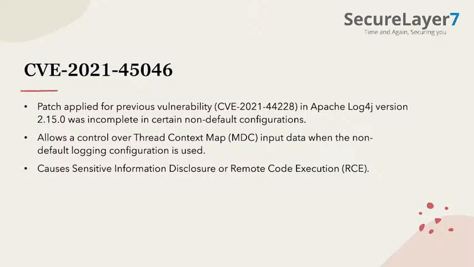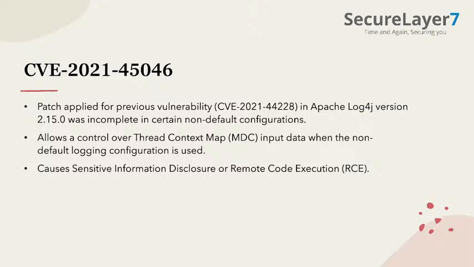So the attackers were allowed to control the MDC, like the thread context map, input data when the logging configuration uses a non-default pattern layout with either a context lookup or a thread context map pattern. Because of that, they can craft malicious input data using the JNDI lookup pattern, resulting in the same information disclosure or maybe RCE, right? So okay, we got an idea that the patch was not proper, and because of that, again, we were able to do the RCE.